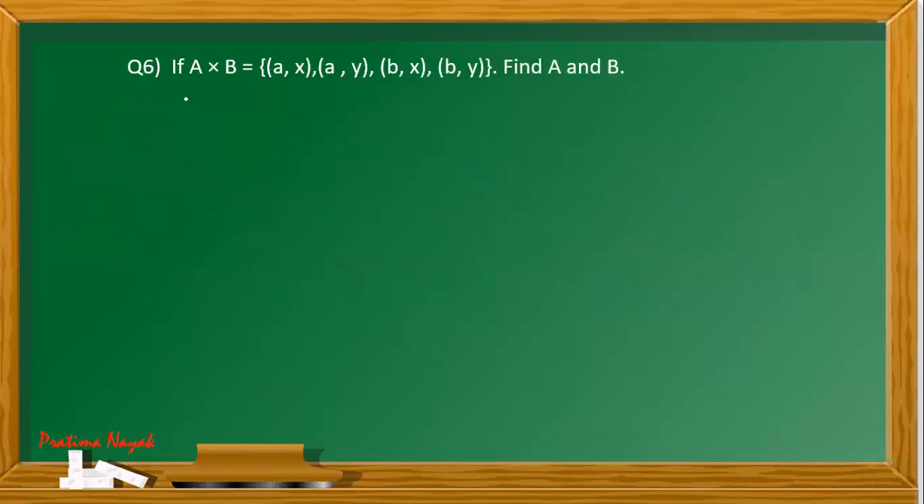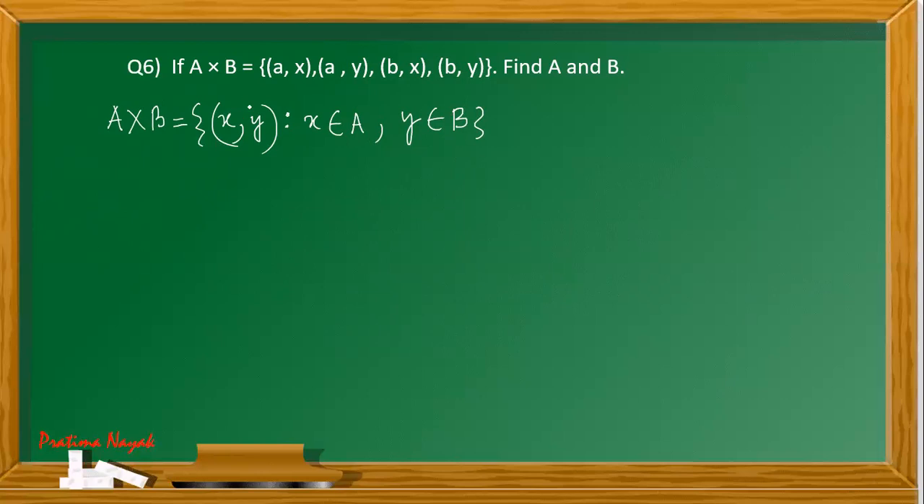Next is question number 6. If A cross B is in this way, find A and B. That means here the product is given, you have to separate them. How to separate? Here I am writing one concept, write down please. A cross B contains all ordered pairs x, y, where x belongs to the first set and y belongs to the second set. What does it mean? x is an element of the first set, y is an element of the second set. This is the Cartesian product of A and B.